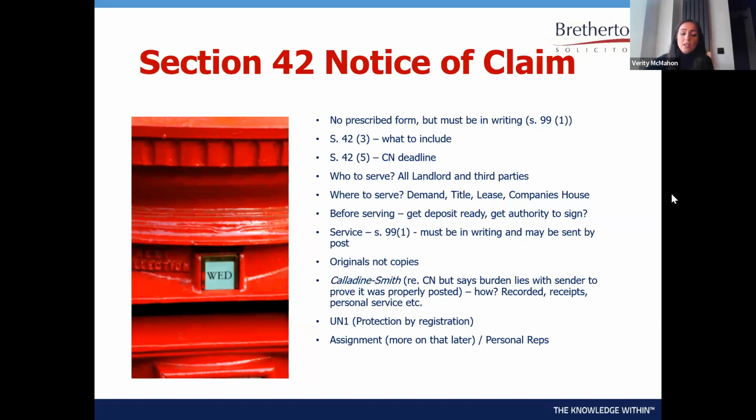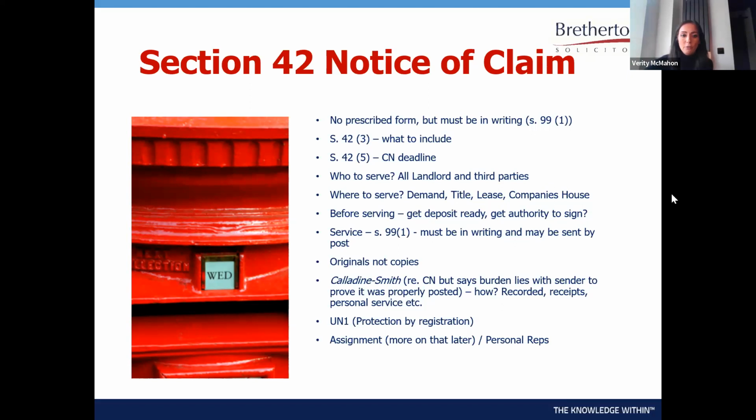Now, there's no prescribed form for this, but it must be in writing and it must include certain things, such as the leaseholder's full name, the details of the landlord, any intermediate landlord, management companies, details of the lease, counter notice deadline obviously needs to go in there. We give the competent landlord 2 months in which to respond.